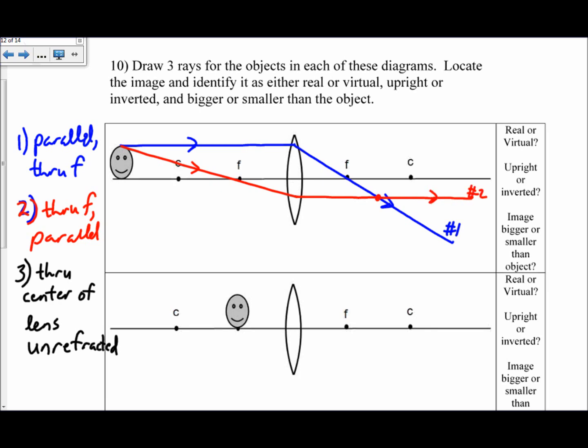I know then that my image is going to be here. It's going to look like this. It's inverted. Appears to be smaller. It's real. Let's go ahead and draw on that third ray right through the center of the lens, unbent. So I have a ray that starts up here, goes all the way through. Alright, that's number three. They all cross at the same point. Real image, inverted, smaller.